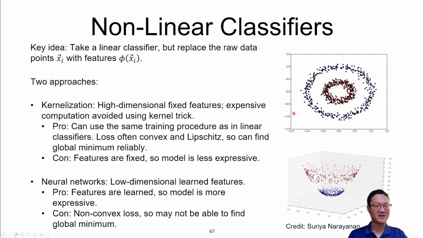On the other hand, we can also use neural networks, which simply take as input the raw data points in hopefully a pretty low dimension, and then we learn the features. So the pro is that the features are learned, so the model can be more expressive. But the big con here, as with regression, is that the loss function becomes non-convex, so we may not be able to find the global minimum.